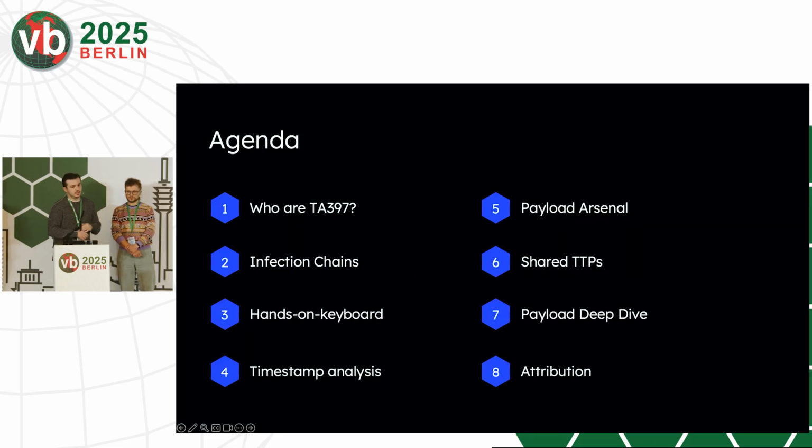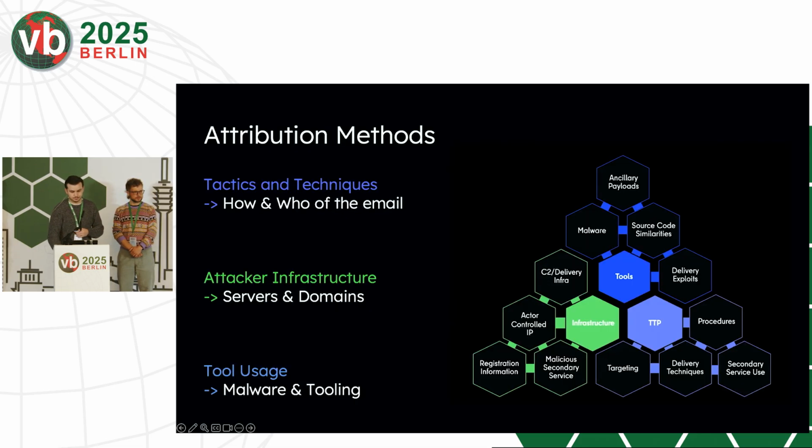So for a quick run through of the agenda, this is what you'll be hearing about today. When you hear us talk about TA397 or BITR, we'll use those terms interchangeably. Just know we're talking about the same threat actor. So we're going to cover some of the campaigns that we see in Proofpoint's telemetry, the infection chains, some juicy hands-on keyboard activity that we saw from the threat actor, and then dive into some timestamp analysis that helped us in our attribution. And then we'll hand it over to our friends at Threatray to talk about the payloads that we see from them, the malware, the shared TTPs across their arsenal, and then tie it all together with some attribution.